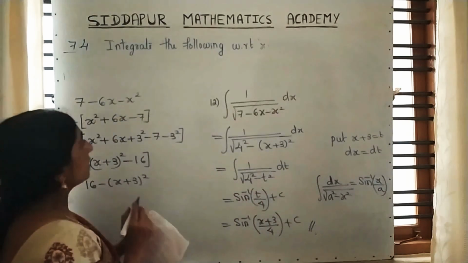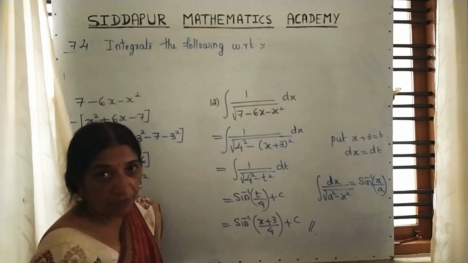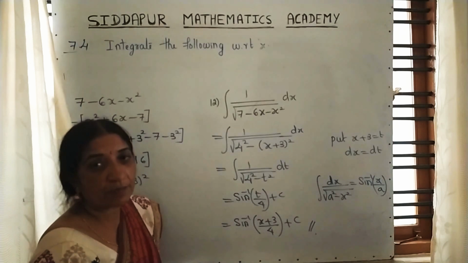So here I explained the 12 questions. In the next class I will explain the remaining. So total 25 are there. The remaining 13 questions I will explain in the next class.